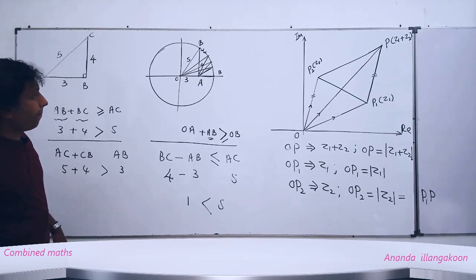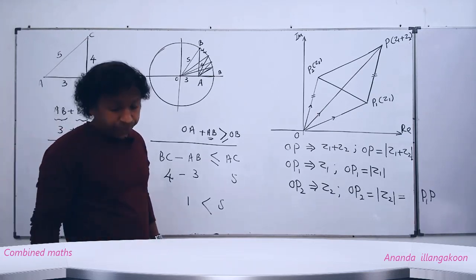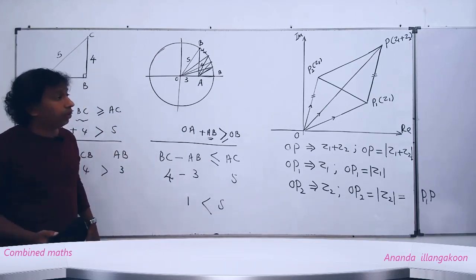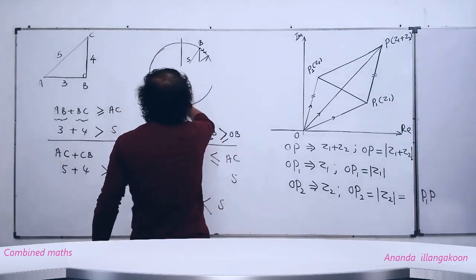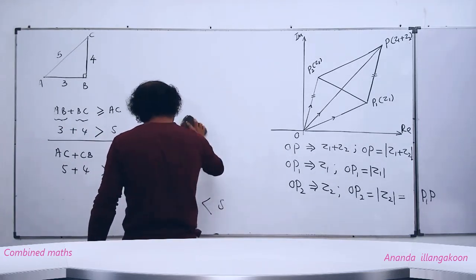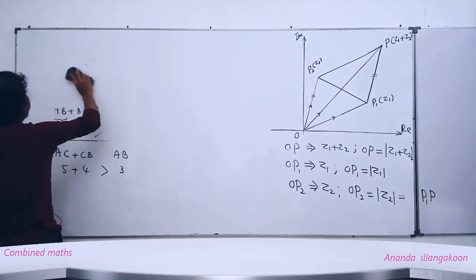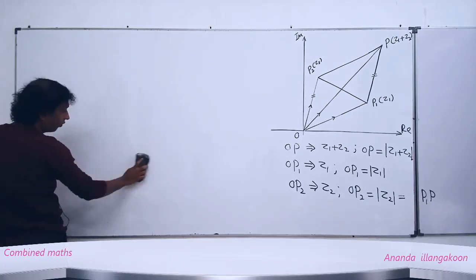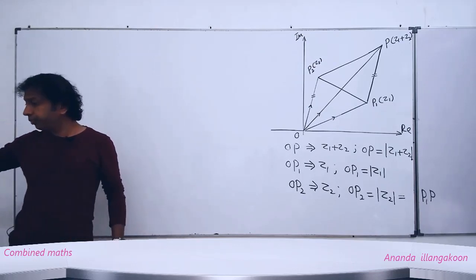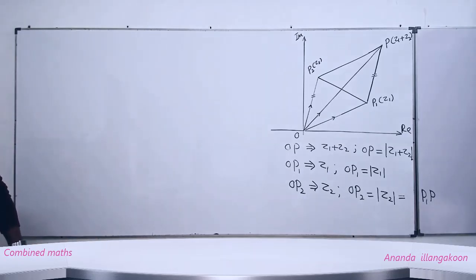Let the complex numbers Z1 and Z2 be represented by the points P1 and P2 respectively on the Argand diagram. The Argand diagram.